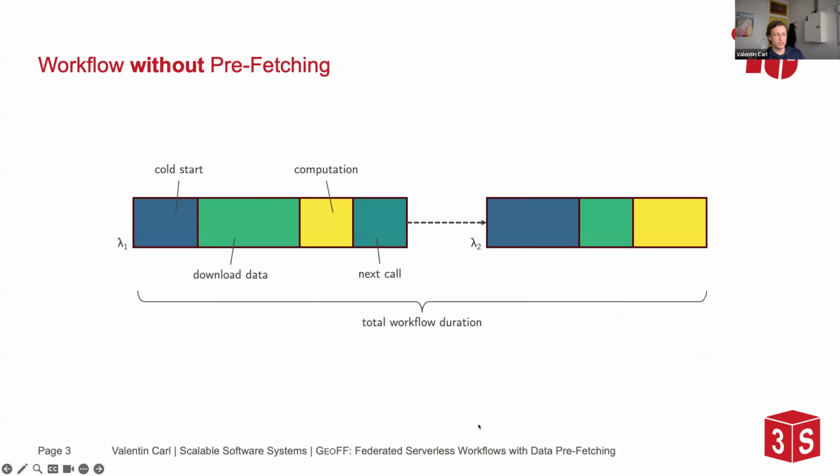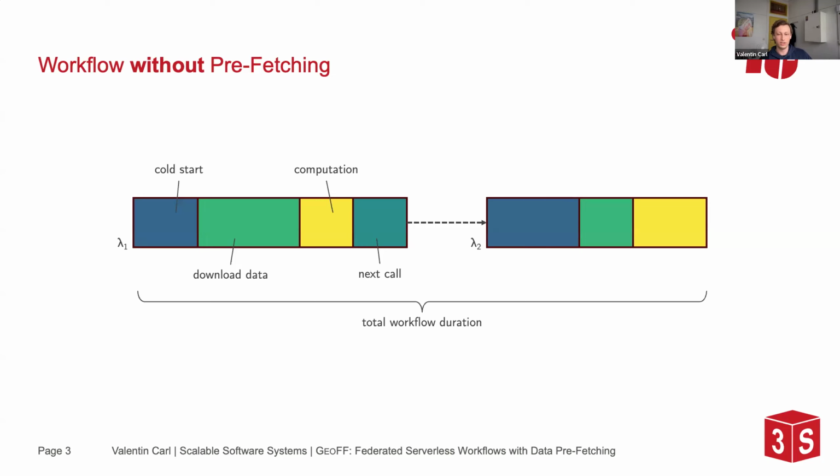Okay, so here we can see sort of a general workflow without data prefetching. And we can see that every function goes through 4 general steps. So first, we have a cold start if there's no instance available. Second, if the function has any data dependencies, we need to download that first. And third, we have a computation part. So here we do some data processing or just basically whatever the user's code does. And lastly, we invoke the next call of our workflow.